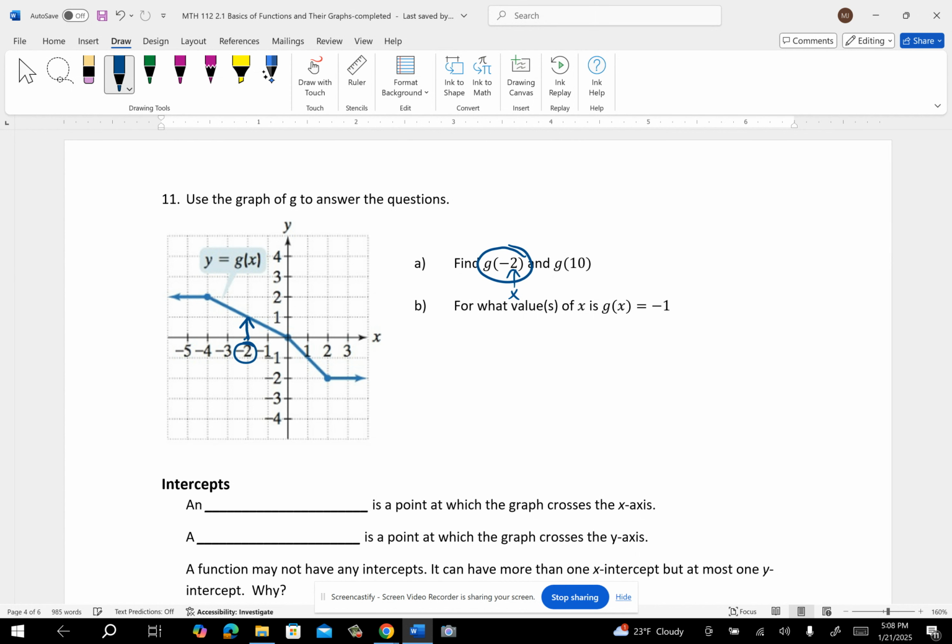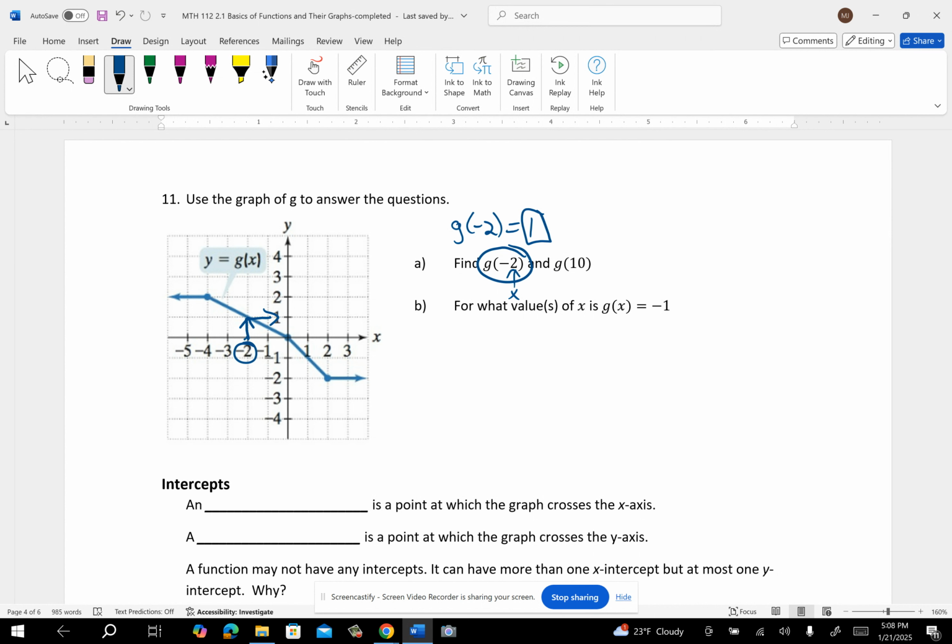Okay, so I would hit the graph by going up. Then I would go over to the y-axis so that I could identify what's the y-coordinate matched up with that. So g of negative 2 looks like it would equal 1. Okay? We don't have a rule we can plug into, so we're estimating from the graph.